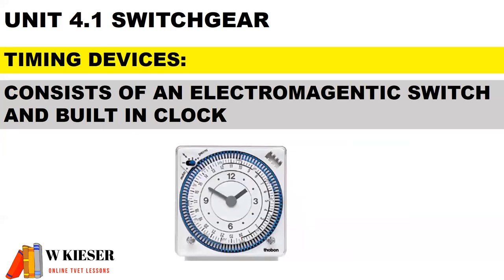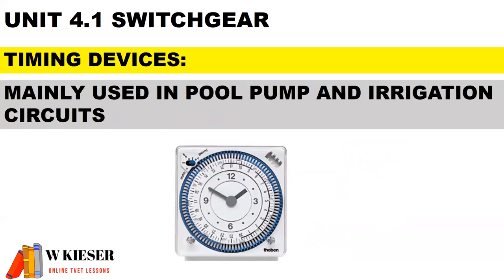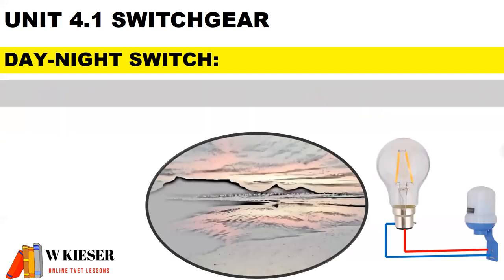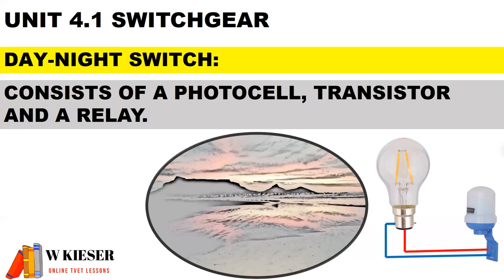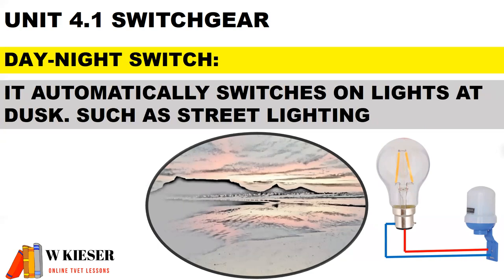For timing devices, it consists of an electromagnetic switch and a built-in clock, and they are used to automatically switch on or off other devices, mainly used in pool pumps and irrigation circuits. For a day-night switch, it consists of a photocell, transistor, and a relay. The photocell senses natural light and switches on a light bulb as it gets darker. It automatically switches on lights at dusk, such as street lighting.